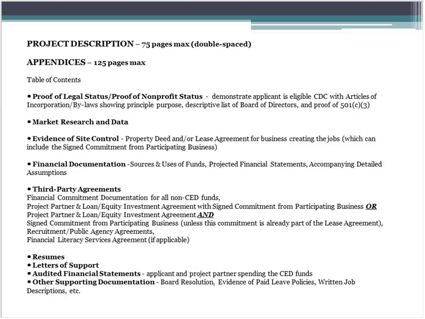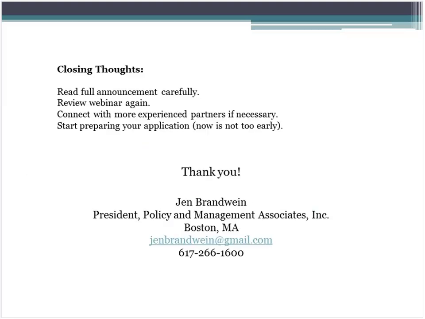So again, it's a lot of documentation and not a lot of space to put it, depending on how your project is structured, but especially if you're dealing with more than one business. So in closing, I just can't stress enough to really go through the full announcement page by page and not just the criteria pages, because there's a lot of information packed in there, and even though it's not always organized very effectively, everything is in the announcement.